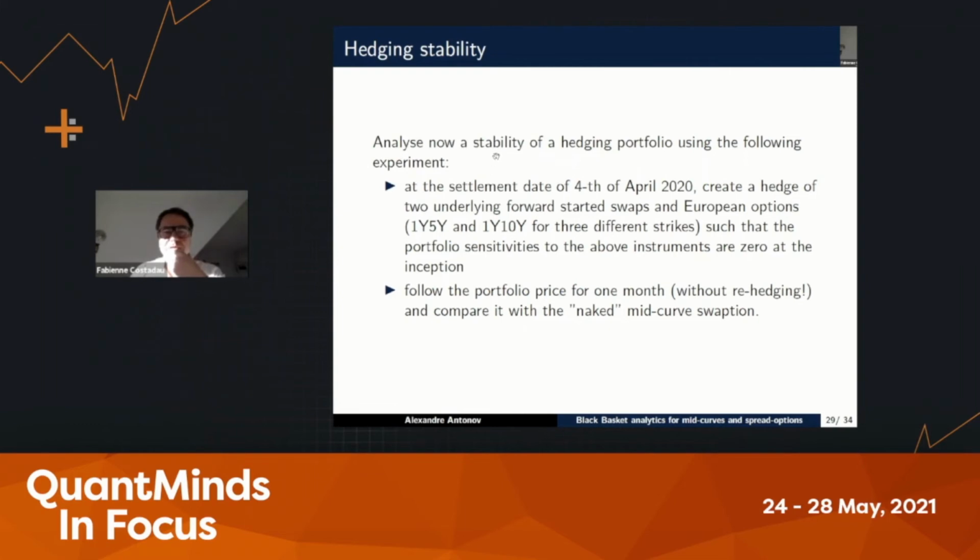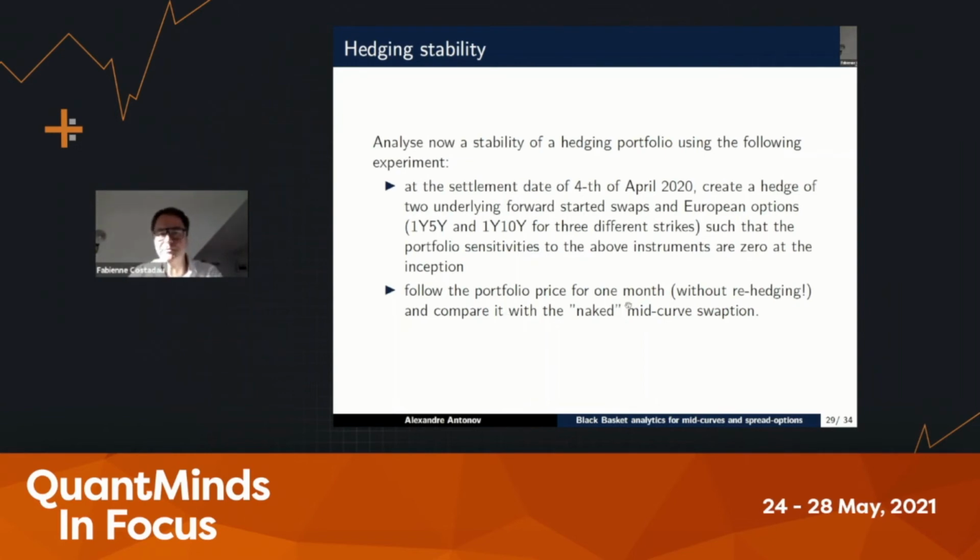To analyze the stability of the hedging portfolio, we use the following experiment. At the settlement date, again the 4th of April, we create a hedge portfolio of 2 underlying forward started swaps for the delta hedging, and 2 European options with 3 different strikes for the gamma hedging. Of course, at inception, these portfolio sensitivities are 0 or almost 0. So we start with this hedging portfolio and just see how it varies with time.